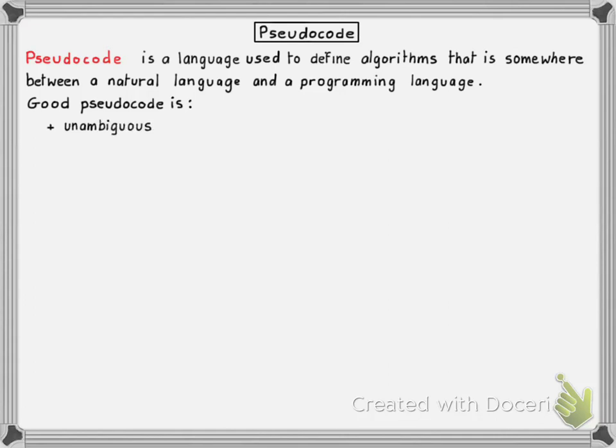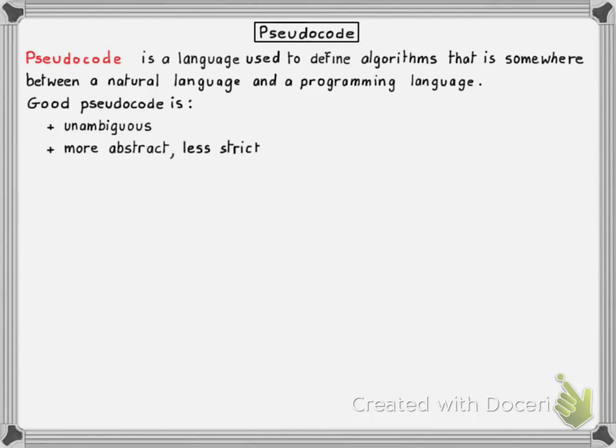Well, first of all, like a programming language, it must be unambiguous. A pseudocode must specify a very definite algorithm, so there can't be any ambiguity in the language or the pseudocode. So in other words, pseudocode is like a programming language in that it's unambiguous.